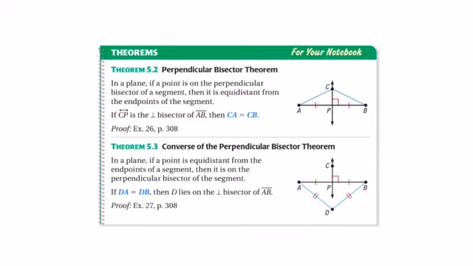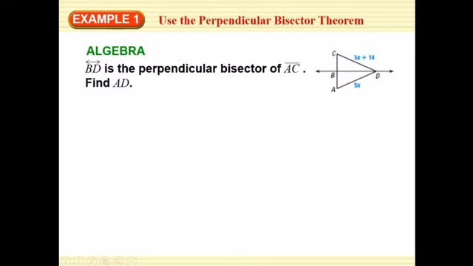And then the converse of that, if you remember what a converse does, it swaps your hypothesis and conclusion. In a plane, if a point is equidistant from the endpoints of a segment, then that point is going to lie on the perpendicular bisector of the segment. So here I am given that DA is congruent to DB, so it's equidistant to the endpoints of a segment. That means that D is going to lie on the perpendicular bisector. If I extend it, I can see that it does. So we're going to use those to basically set some stuff equal.